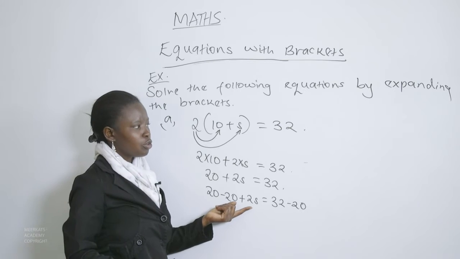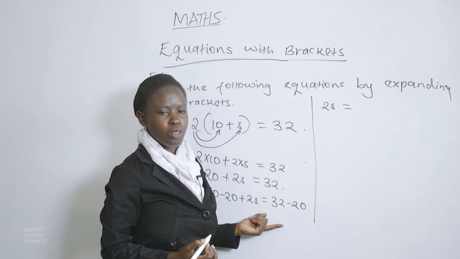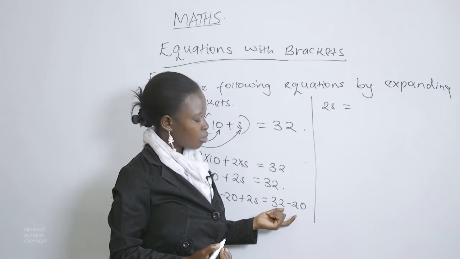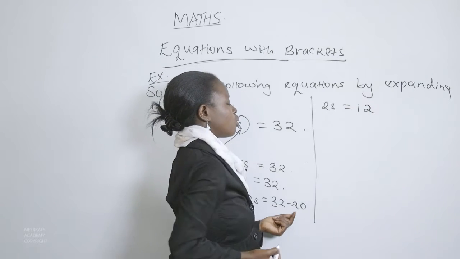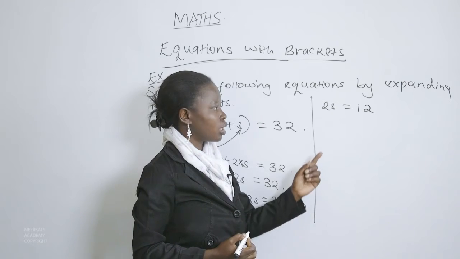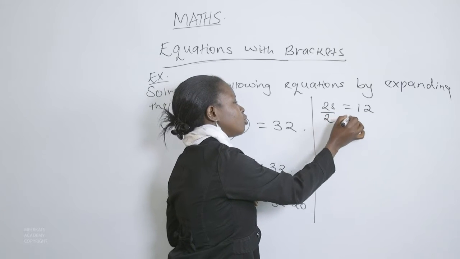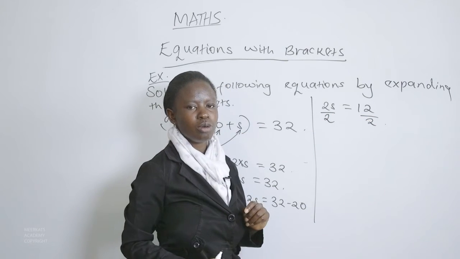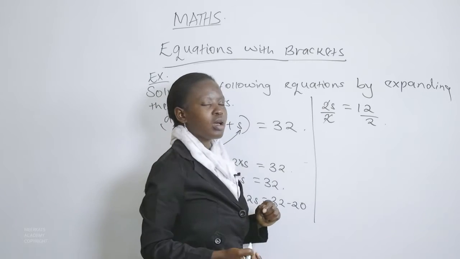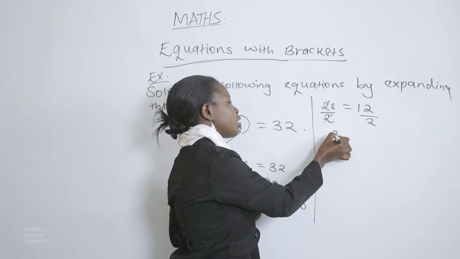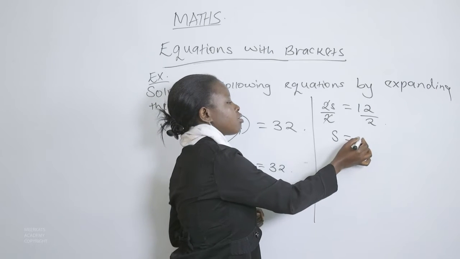We are left with 2s on the left hand side. So we have 2s equal to, on the right hand side, 32 subtract 20, we get 12. So when we subtract 20 from 32, we are getting 12. For us to get the value of s, we divide by 2 on both sides. So divide by 2 on the left hand side, divide by 2 on the right hand side, so that the 2 and 2 cancel out, and you are left with s is equal to 12 divided by 2 gives us 6.